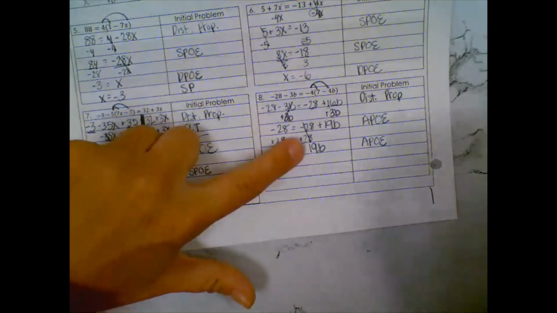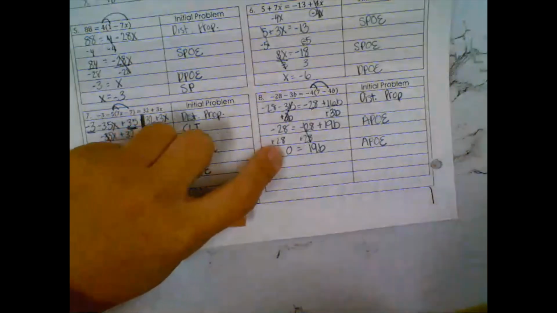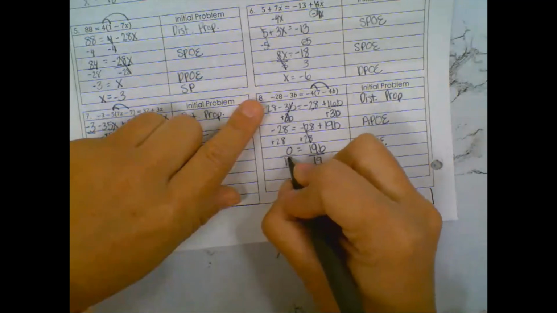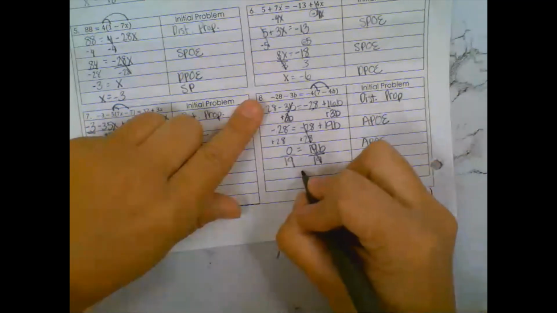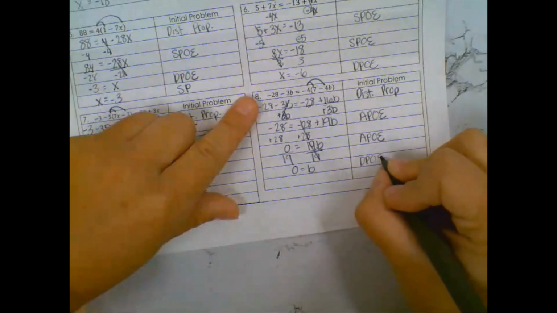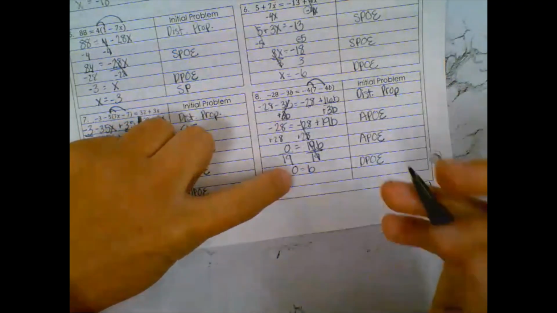Now I need to get b by itself still. Even though there's 0, that does not mean the problem's done. I'm going to divide by 19 on both sides. So b comes down. 0 divided by anything is 0. I got that by division property of equality. And now I'm going to flip it because my variable has to be on the left-hand side. So b equals 0 by symmetric property.